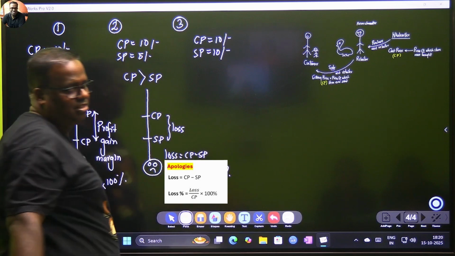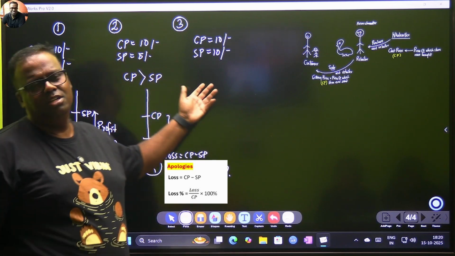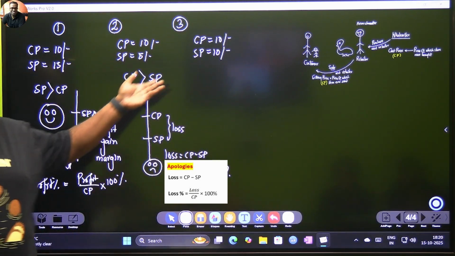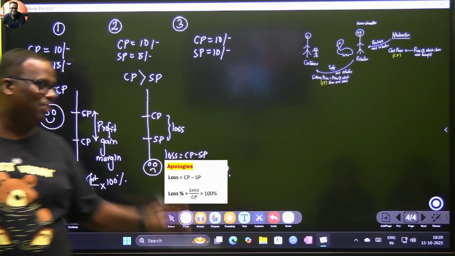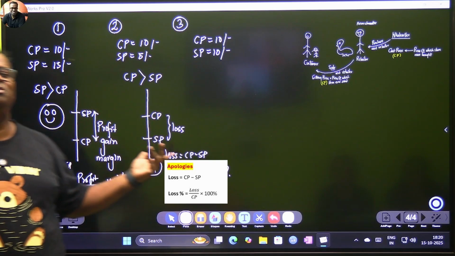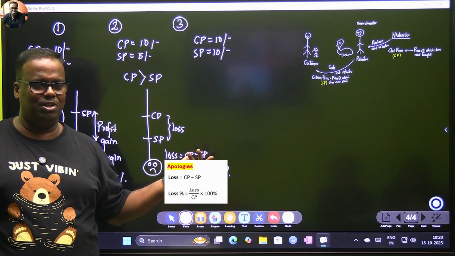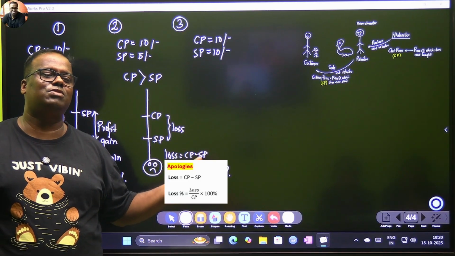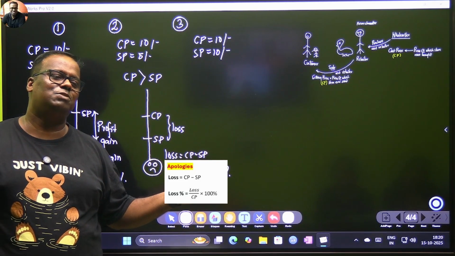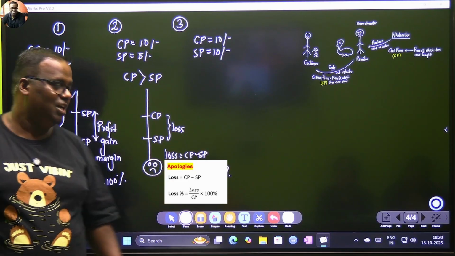This is charity. Neither profit nor loss. In mathematics, you don't get such problems. You get problems only of this type. So these are the two formulas. What is profit? Profit is the excess of SP over CP. What is loss? Loss is the excess of CP over SP. And profit percent and loss percent are the same as some change percentage.